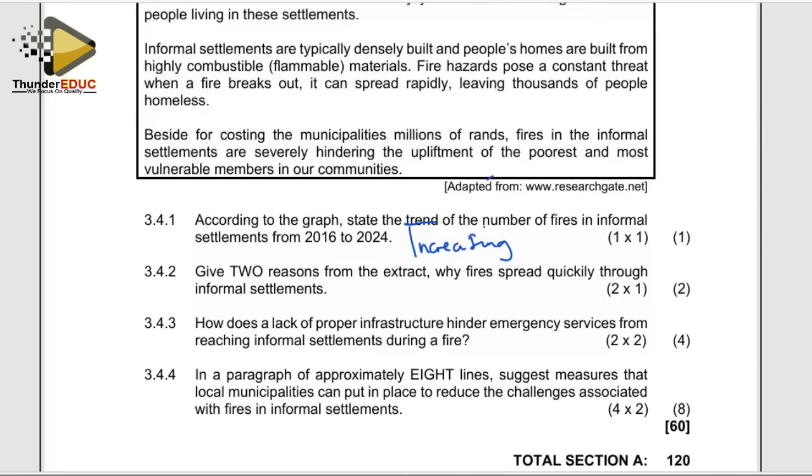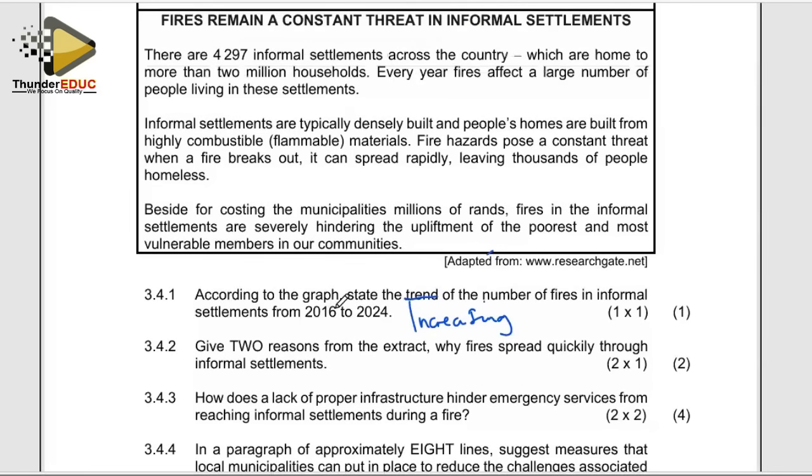Give two reasons from the extract why fires spread quickly through informal settlements. Let's find out. Paragraph number 2 says, informal settlements are typically densely built, and people's homes are built from highly combustible or flammable materials. These are the reasons.